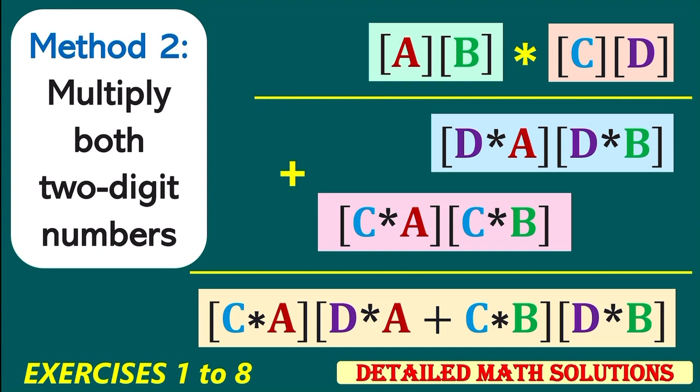First, I need to multiply D by B, and then D by A, and write the resultant numbers from right to left. Then I need to multiply C by B, and then C by A, and again write both resultant numbers from right to left in a way that the number C times B is under the number D times A. Lastly, I need to add the numbers in a column, and again write each resultant number from right to left. If there is a number that carries over, then it needs to be added to the number C times A.